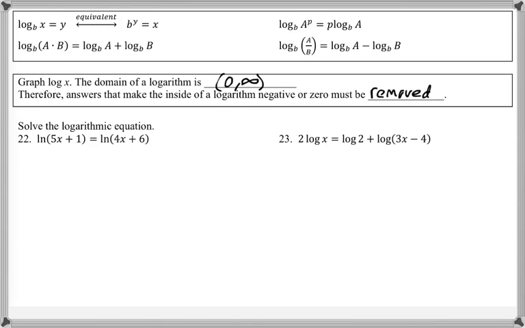Okay, so number 22 we have ln of 5x plus 1 is equal to ln of 4x plus 6. Now you'll notice here that all of our numbers and variables are on the inside of the logarithms, and the logarithms are the same base. So let me write that.